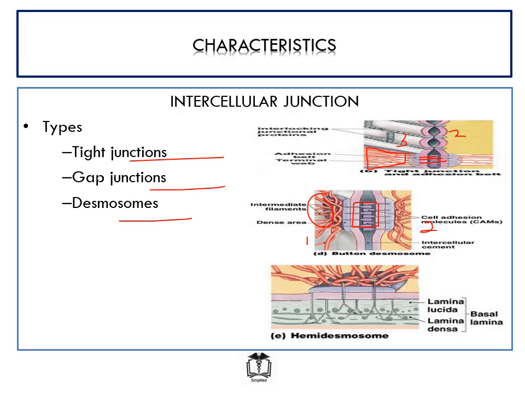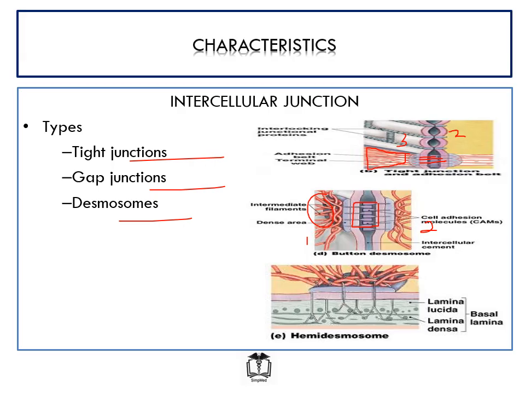Desmosomes are unique in the sense that they also allow for bending and twisting of the cell. So, unlike the tight junctions that just create that tightness between cells, desmosomes allow for a bit of flexibility and allow the cells to be able to bend and twist alongside being held together and maintaining the integrity of the tissue.